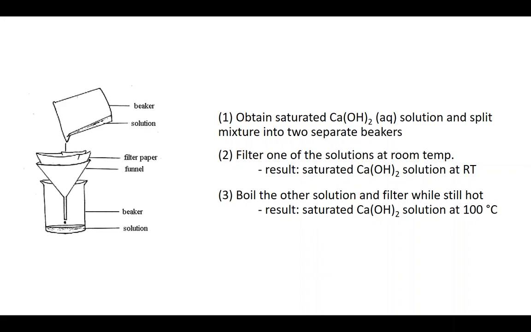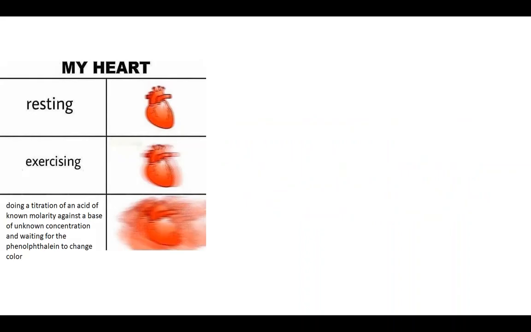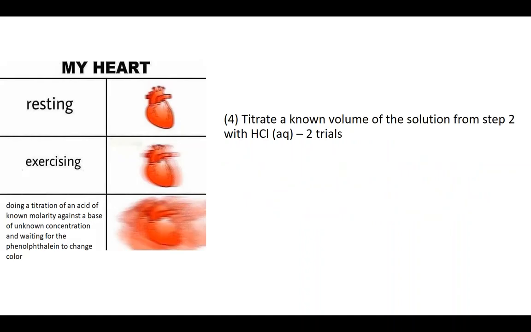bit weird. So what we're going to do with those two solutions that we filtered is we're going to titrate them. So for this, we're going to use hydrochloric acid with a known concentration. And so what you'd do is you'd measure out a known volume of the solution from step 2 first, and you titrate that with hydrochloric acid, and you know the hydrochloric acid concentration.